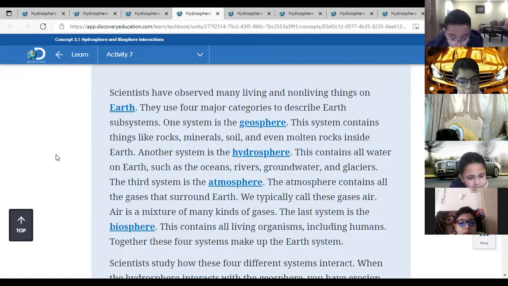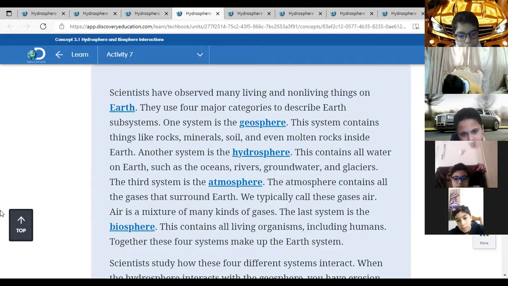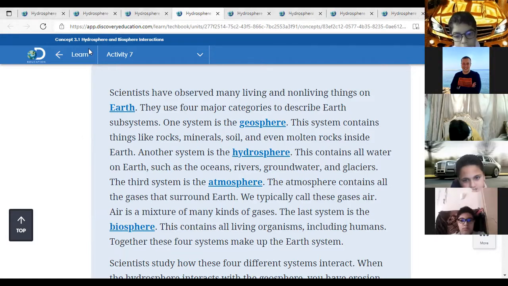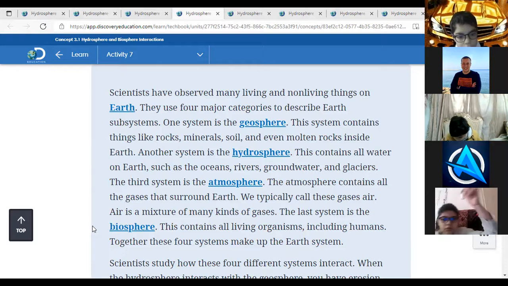The third system is the atmosphere. The atmosphere contains all the gases that surrounded Earth. We typically call these gases air. Air is a mixture of many kinds of gases. The last system is the biosphere. This contains biosphere. Yes. This contains all living organisms, including human, together. These four systems make up the Earth system.